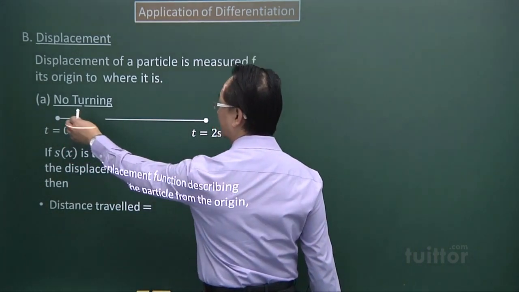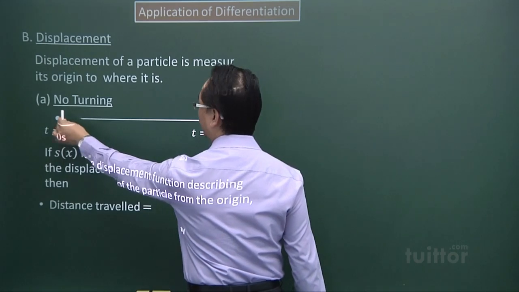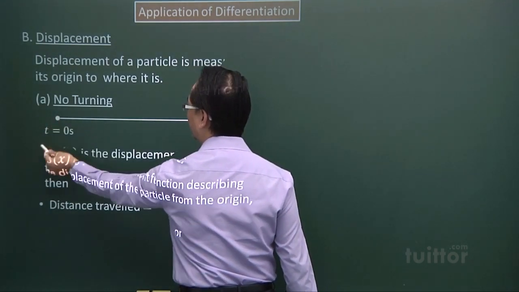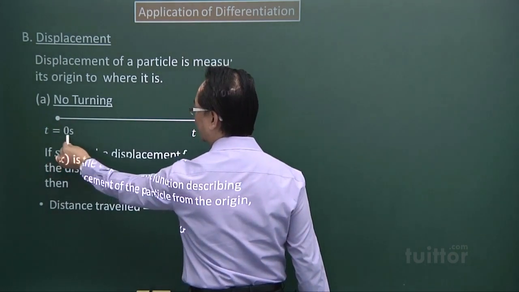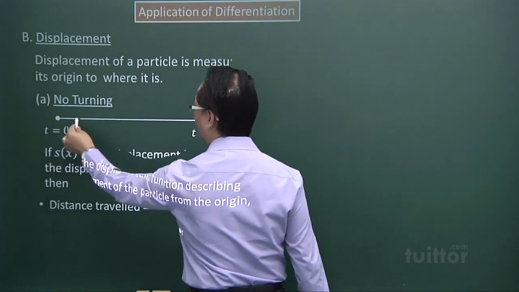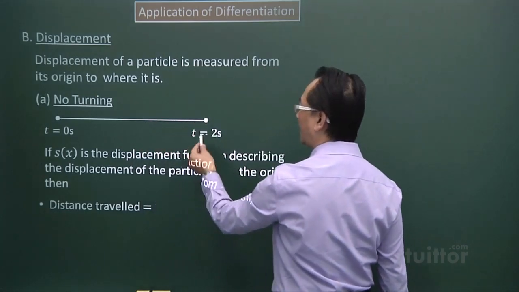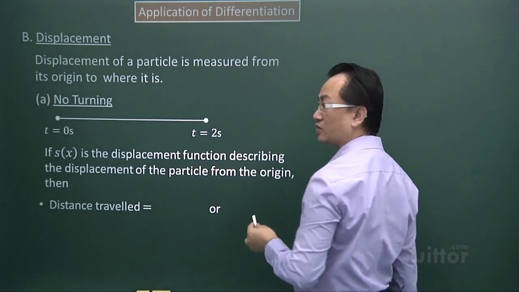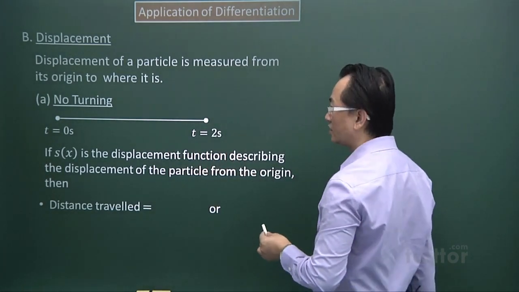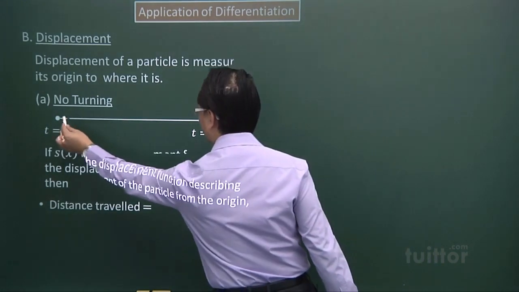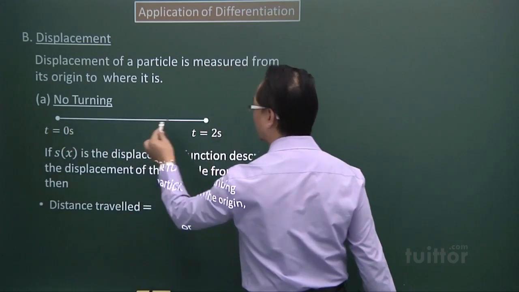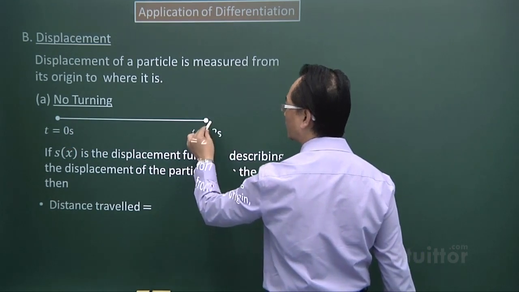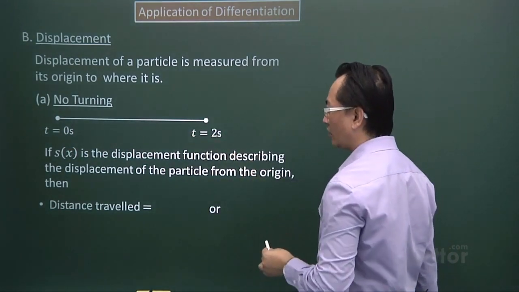Now, there are two cases here. We first talk about the case where there is no turning. So the particle starts from here when t is equal to 0 seconds, and it travels towards the right, and at this particular instance, t is equal to 2 seconds. So from t equal to 0 seconds to t equal to 2 seconds, there's no turning.